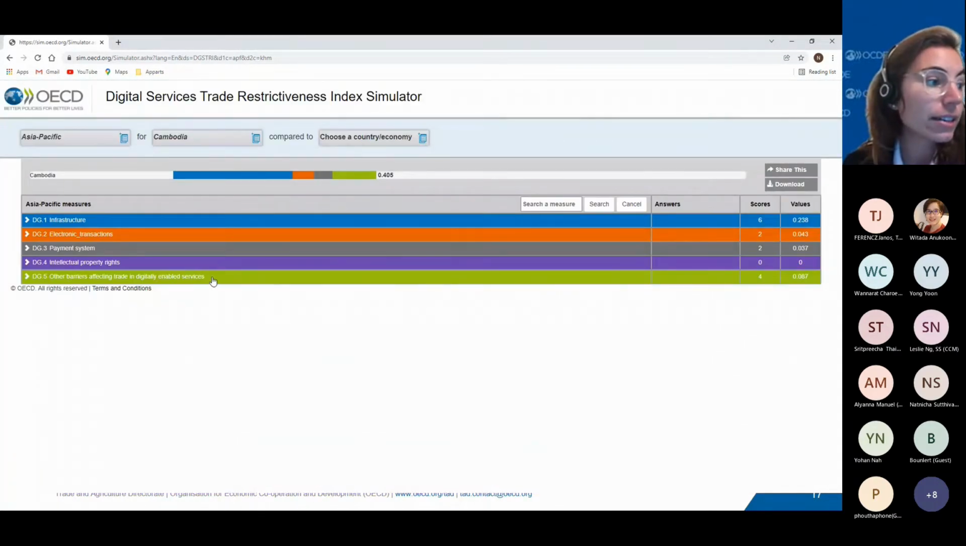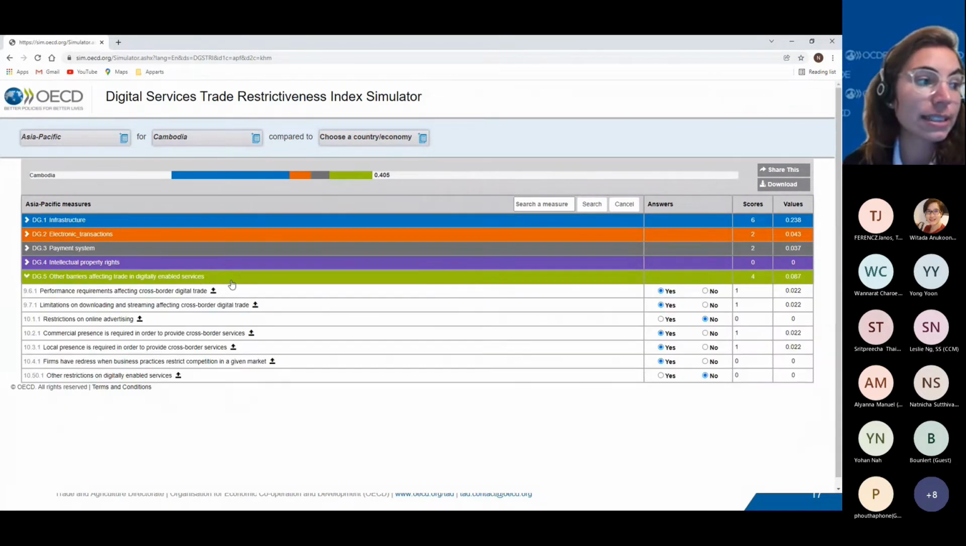And the others are in other barriers affecting trade in digitally enabled services. We see that the Cambodian legislation requires a performance requirement, meaning that there is an obligation to source inputs locally. There are also limitations on downloading and streaming. There's also a requirement to have a commercial and local presence in the country. All of these are measures that, regarding the benchmark, are considered restrictive.